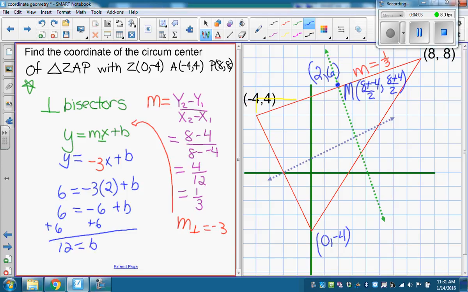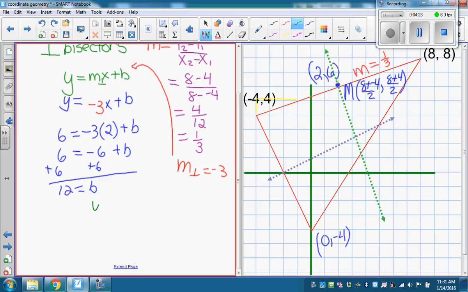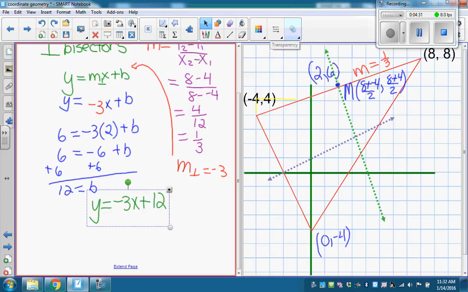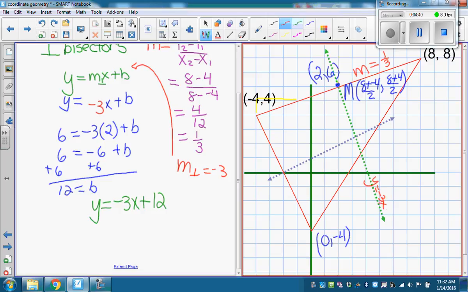So look at the picture again. I can't get all the way up to 12, but think about it. If this is 6, 7, 8, 9, 10, 11, 12, it looks like that green line's heading to about 12. So again, it looks reasonable. So my equation for the green dotted line then is going to be y equals -3x plus 12. That's the first equation. So that's this one. So you have to do the same thing for the other one.